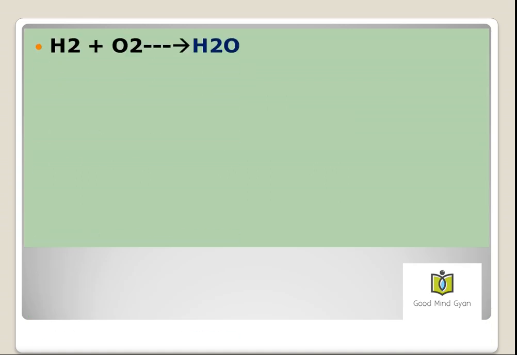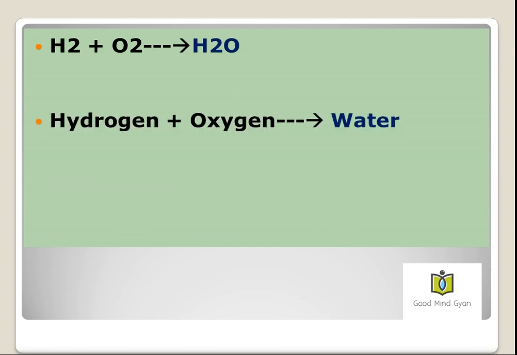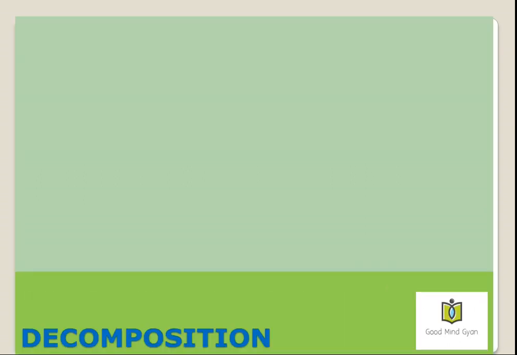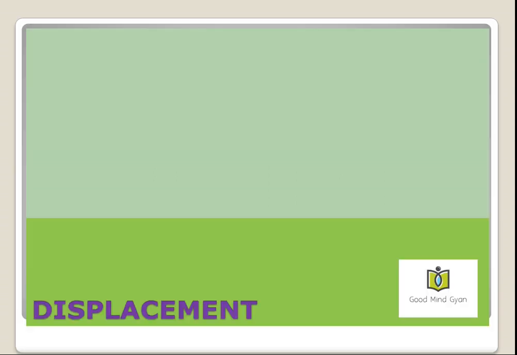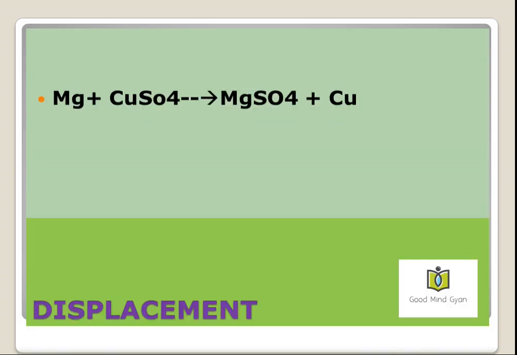So here you saw that in direct combination, hydrogen combines with oxygen to form water. Hydrogen is an element, oxygen is an element, and water is a compound. Then we have decomposition reaction where calcium carbonate is decomposed to calcium oxide plus carbon dioxide. So here calcium carbonate is broken down into calcium oxide and carbon dioxide. Hence it is called a decomposition reaction. It is decomposing.